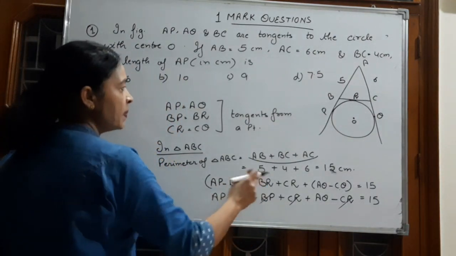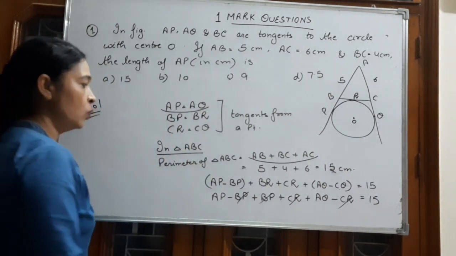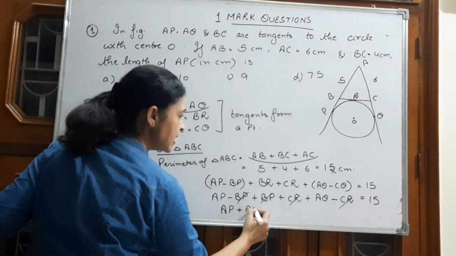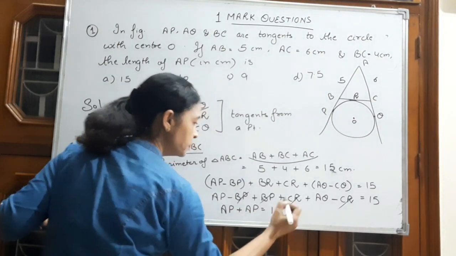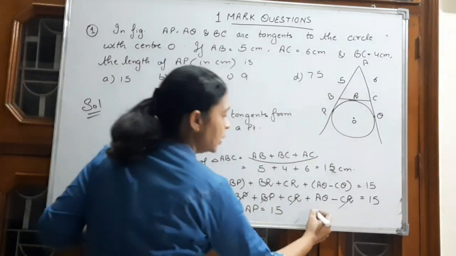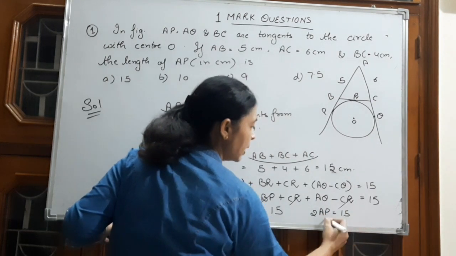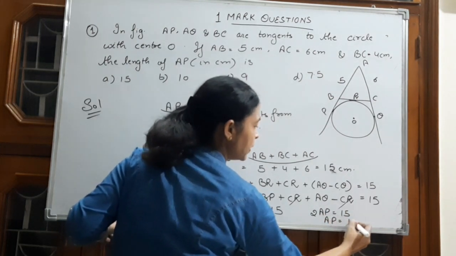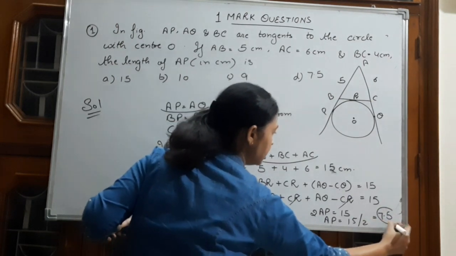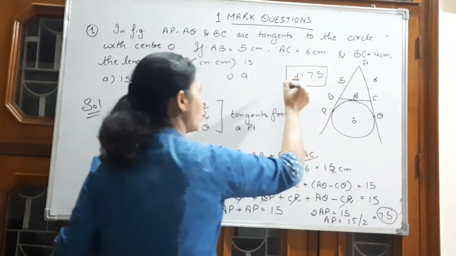What is left? AP plus AQ. But AP is also equal to AQ. Instead of AQ, we can write AP plus AP equals 15. What we have to find? We have to find the length AP. 2 times AP equals 15. And what is AP? 15 by 2, that is 7.5 centimeters. Therefore, option D is our correct option.